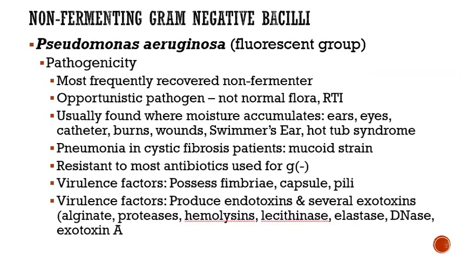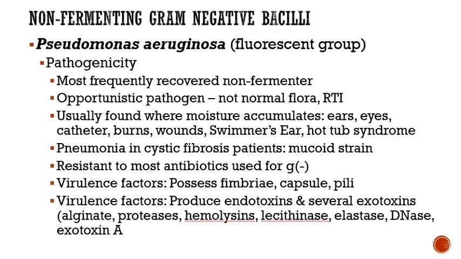Okay, getting into some of the actual organisms now, the first one we're going to talk about is Pseudomonas aeruginosa. The Pseudomonas species can be divided into fluorescent and non-fluorescent groups. Pseudomonas aeruginosa is in the fluorescent group. Members of the fluorescent group produce a pigment called pyoverdin, which fluoresces under shortwave UV light.